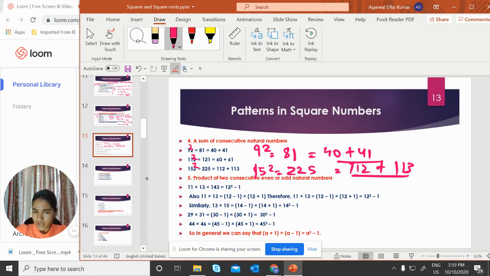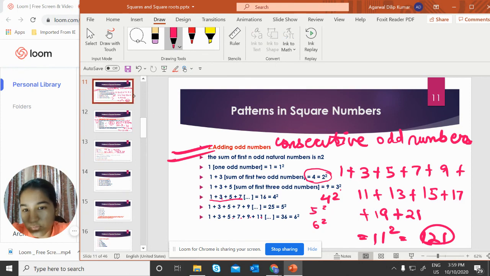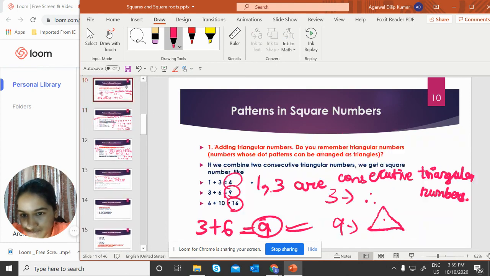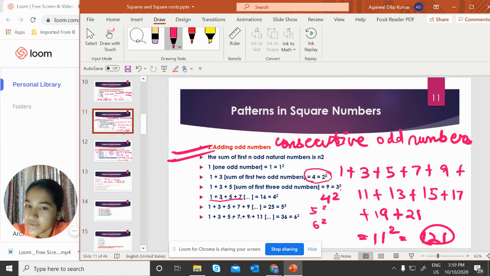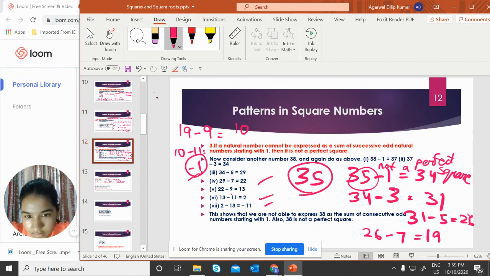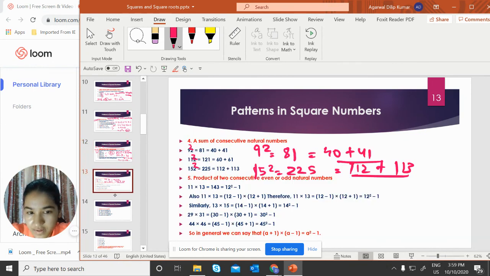143. I'm not here to confuse you by going through many patterns all together. So I hope you have understood the first pattern, adding triangular numbers. The second is adding odd numbers. The third is that if a natural number cannot be expressed so, you go with the repeated subtraction method and check it. And the fourth is the sum of consecutive natural numbers.